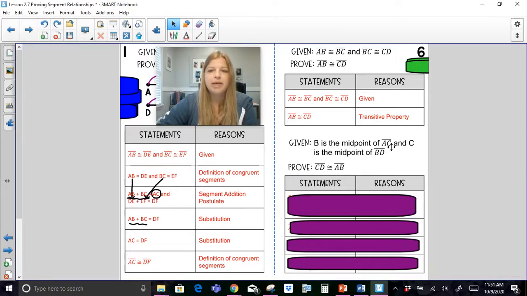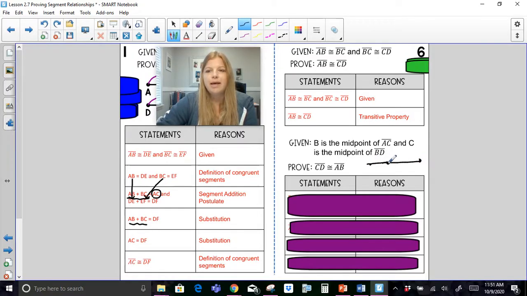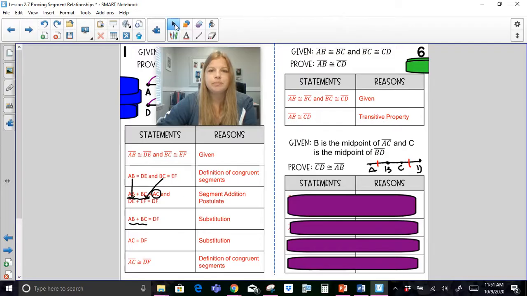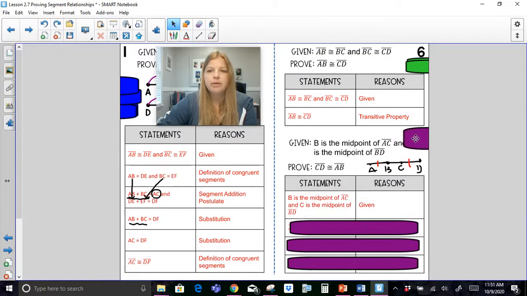All right, last one from this set. B is the midpoint of AC and C is the midpoint of BD. Prove that CD is congruent to AB. All right, so I'm going to draw a little diagram here. And we have A, B, C, D. We need to prove that CD is congruent to AB. So we are given our first statement.